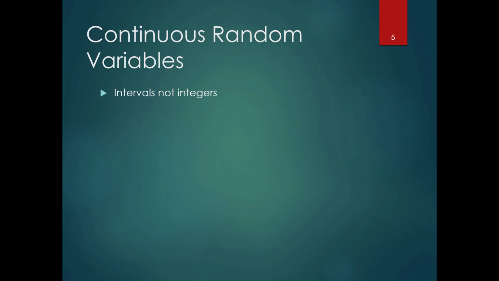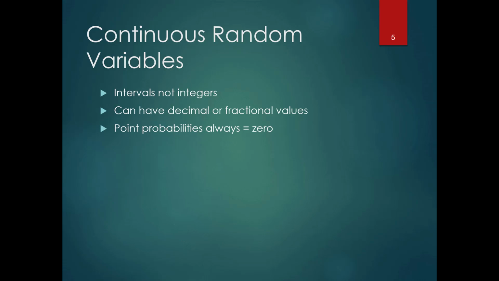Okay, a few things to note for this chapter. We're going to be focused on intervals instead of integers. So in the past, we were focused on the probability of 0 plus the probability of 1 plus the probability of 2. Here, we're more concerned with intervals. What's the probability of having between 300 calories and 400 calories? What's the probability of customers waiting between 10 and 25 minutes? So you can have decimal or fractional values because we are talking about continuous variables now.